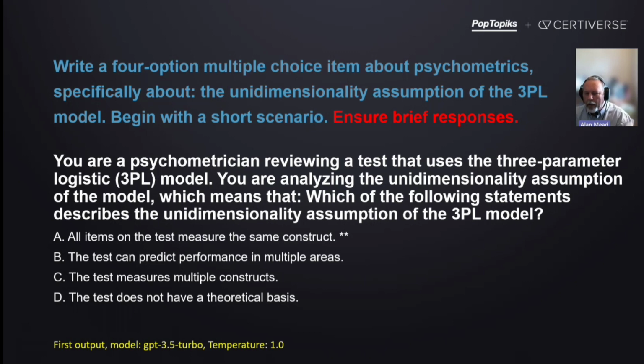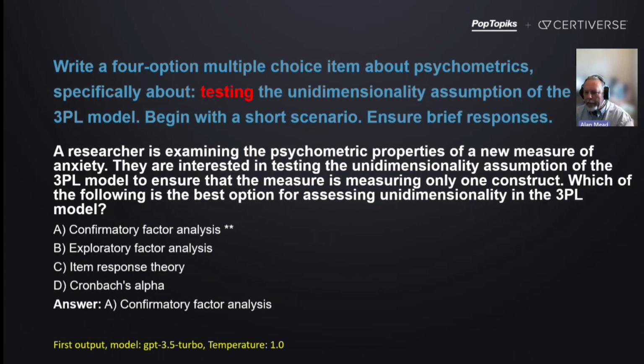Now, maybe you want a little harder item. You want the item to be about testing the unidimensionality assumption. So we modify the prompt, and now we have an item. This is a fine item, a fine setup, and a fine question. The answers aren't horrible, but I'm not sure. Confirmatory factor analysis could be a response, but I'm not sure why exploratory factor analysis wouldn't be correct. And if you know anything about this, item response theory is a dumb distractor. But Cronbach's alpha is probably a pretty good distractor. So this is an item that would probably require major edits.